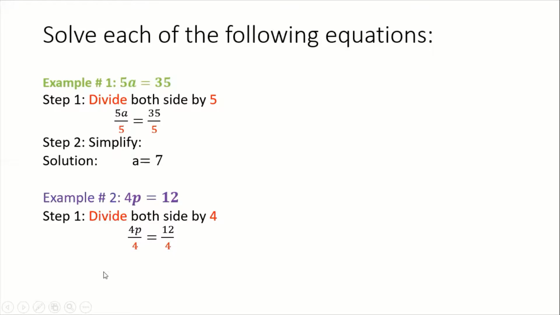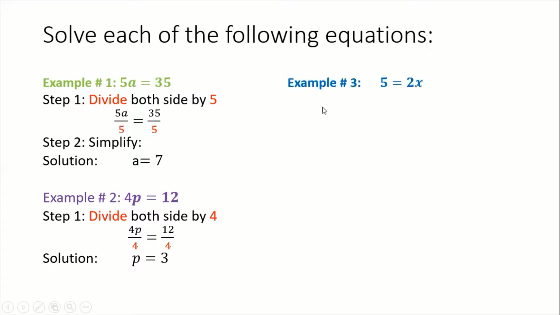What would you do at this stage? You're going to simplify. When you simplify, note that your solution is just p equals 3. How do we know? Note here that 12 divided by 4 will give us 3, and 4p over 4 is just p. To check quickly, in the original problem, we replace p with 3, so 4 times 3 will give us 12. So therefore, our solution is correct.